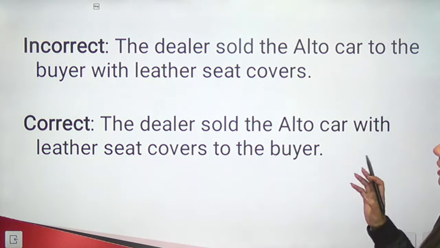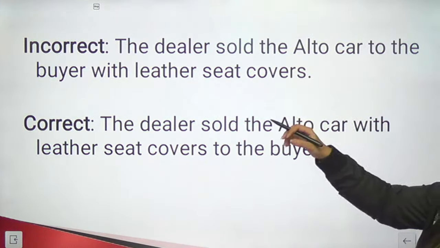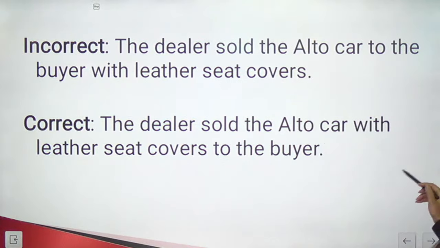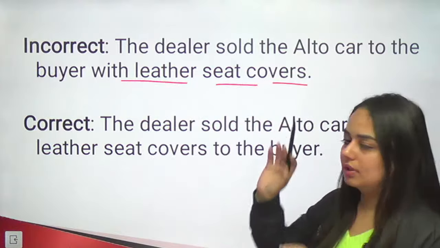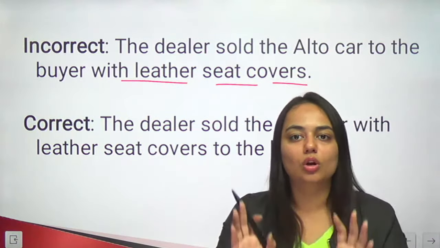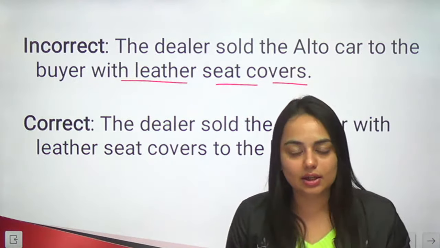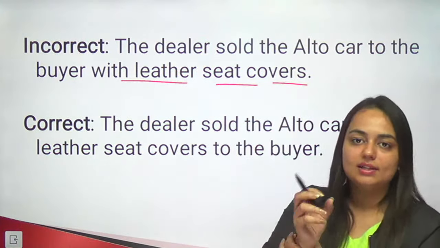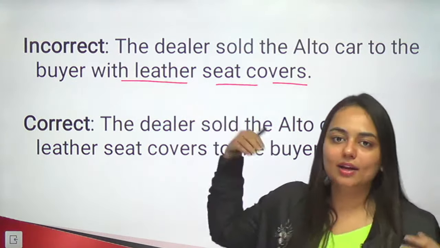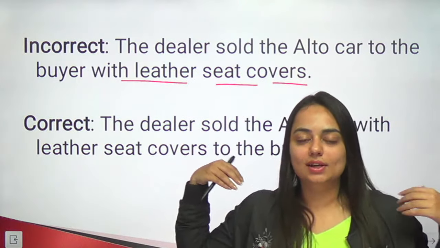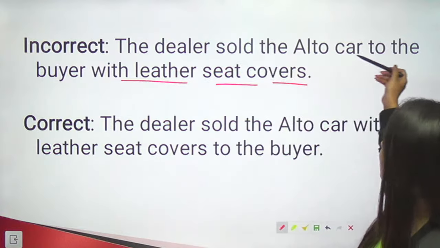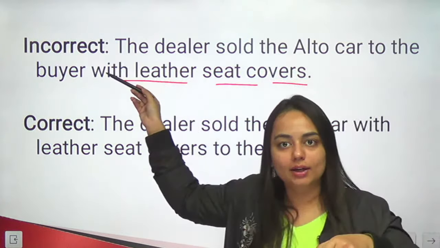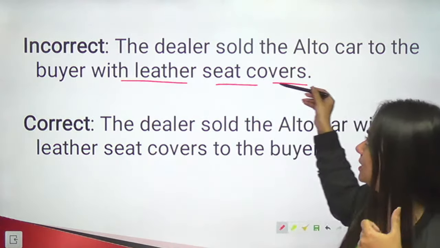Incorrect usage: The dealer sold the Alto car to the buyer with leather seat covers. How does "with leather seat covers" sound? This is talking about the quality of the car's seat. But then how does this sentence sound? As if the buyer was with the leather seat covers. Doesn't that sound funny and humorous? Ridiculous, right? The dealer sold the Alto car to the buyer with leather seat covers.